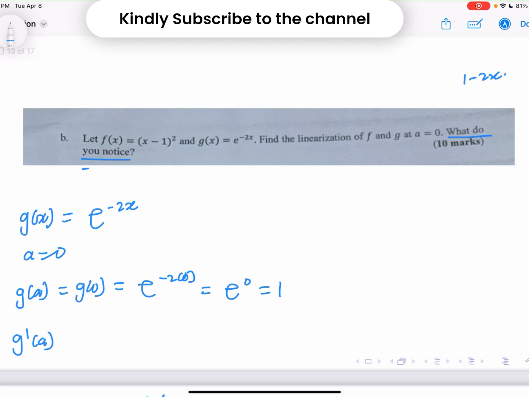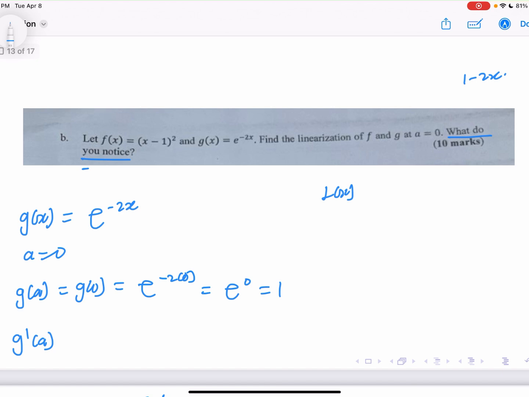Now all that we notice from these two is that the answers are the same, because we have that of f to be 1 minus 2x, and now that of g is giving us 1 minus 2x. So our answers are the same.